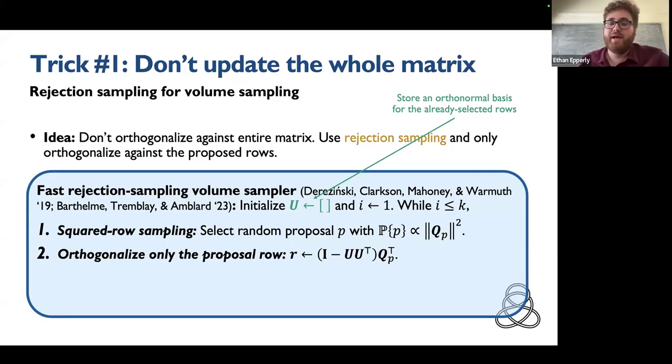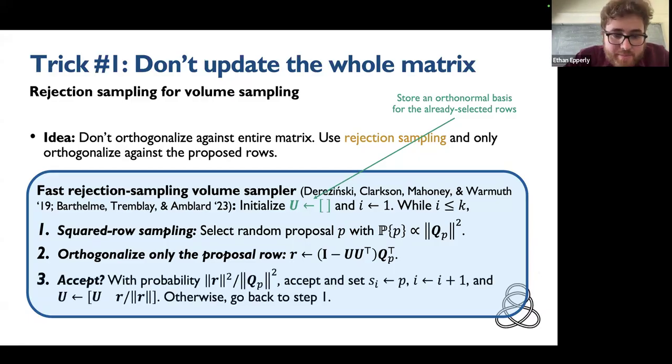Now we're going to orthogonalize the selected row against all of the previously selected rows. And then we have a choice. Do we want to pick P as a new element of our subset, or do we want to throw it away? In order to decide, we're going to accept with a probability given by the size of this row after projection normalized by its original size.